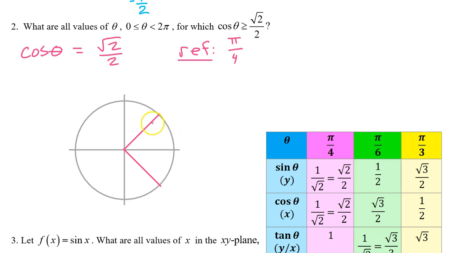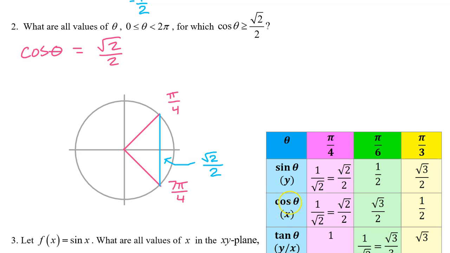The angle in the first quadrant with a reference angle of pi over 4 is pi over 4 itself. We can think of 2 pi as 8 pi over 4. So this angle in the fourth quadrant must be 7 pi over 4.